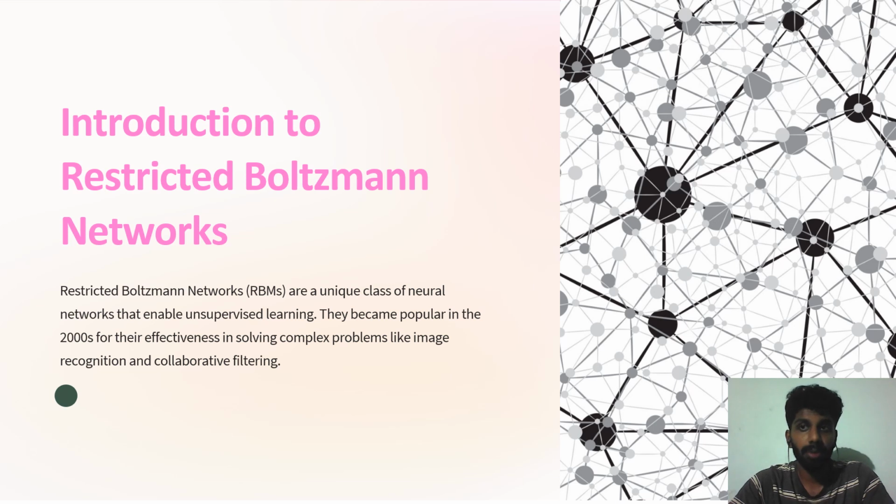A restricted Boltzmann network is a type of artificial neural network used in machine learning and unsupervised learning tasks, particularly in the domain of deep learning and feature learning. These restricted Boltzmann networks are a unique class of neural networks that enable unsupervised learning, were very popular during the early 2000s, and are very effective in solving complex problems like image recognition, collaborative filtering, etc.